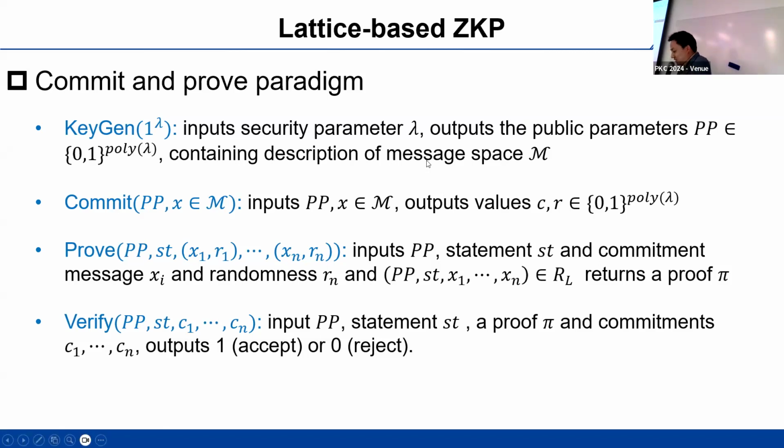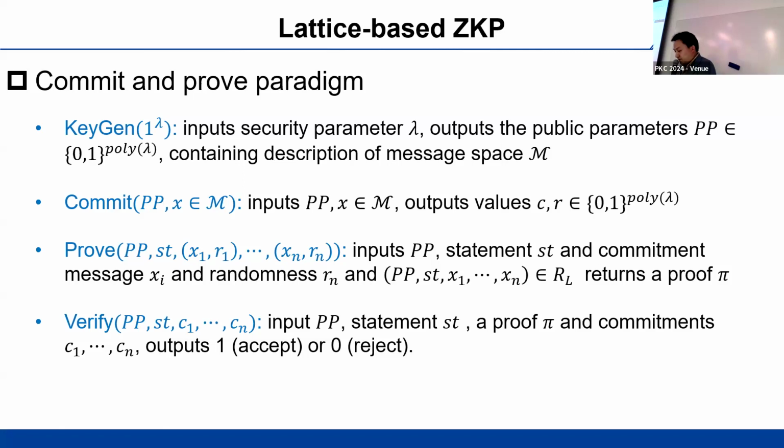So let me start with zero-knowledge proofs. We first recall the commit-and-prove paradigm. It combines a commitment scheme and a zero-knowledge proof, and it enables one to prove certain relations about the committed messages. This paradigm contains four algorithms. The first one is the key generation algorithm, which takes the security parameter and outputs the public parameters PP. The second one takes the public parameters and the message as input and outputs the commitment and the corresponding randomness.